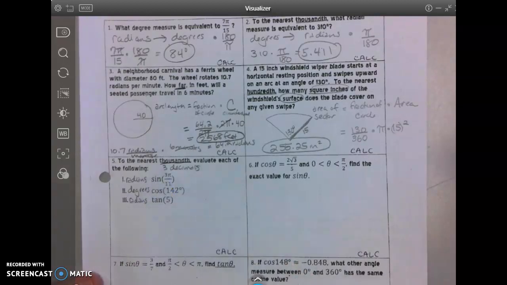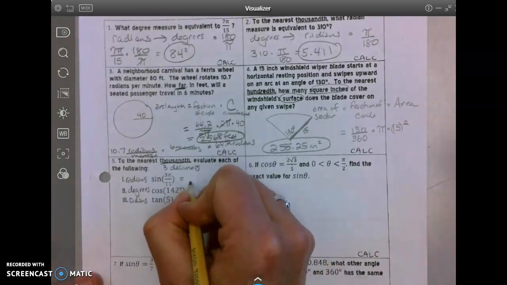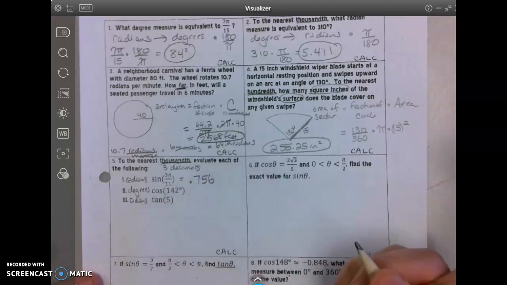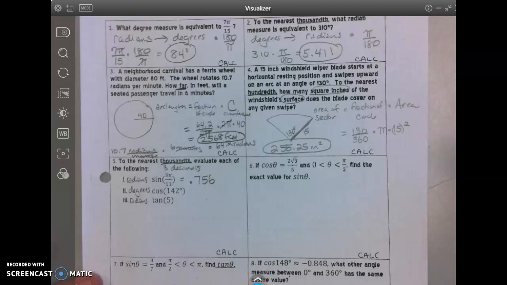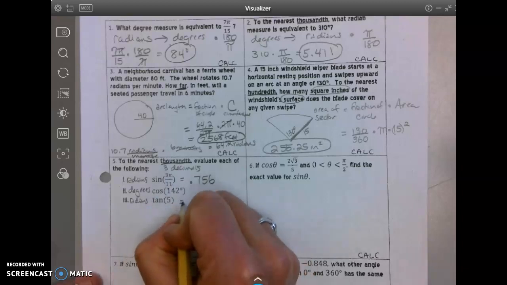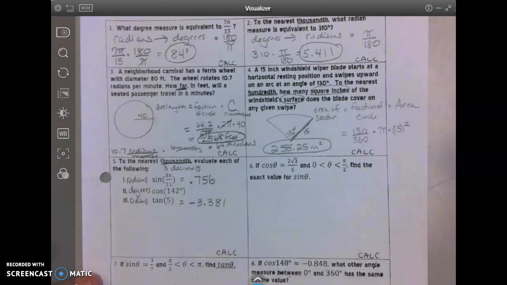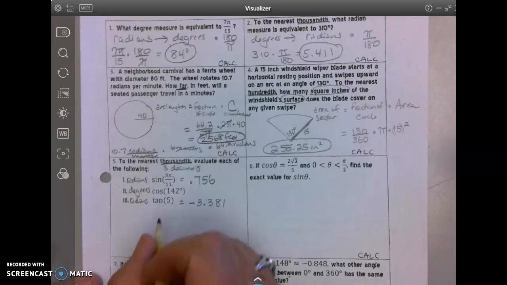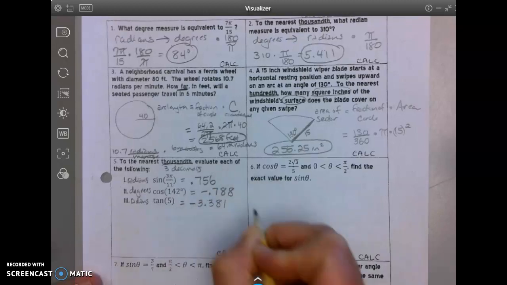And when I do sine of 3 pi divided by 11, I get 0.756. I'm going to go ahead and do number 3 while my calculator's in radians. And I put tangent of 5, and I get negative 3.381. Now I'm going to go to mode, go down to degrees, and hit enter, and then hit cosine of 142, and I get negative 0.788.